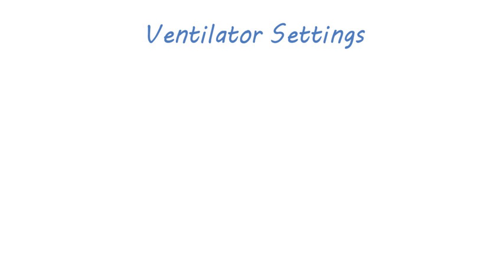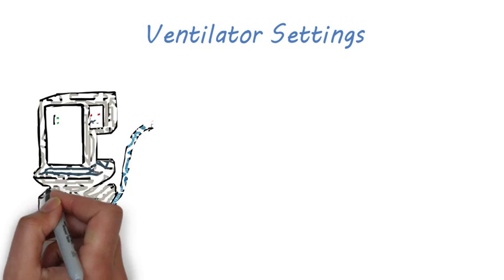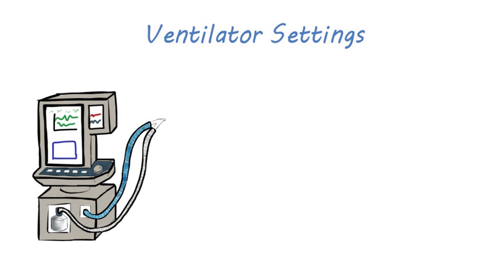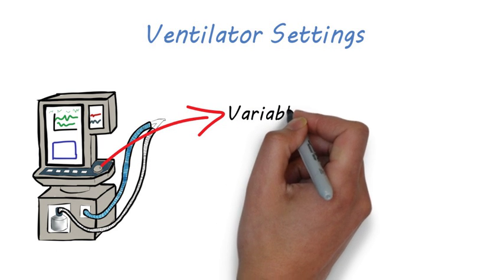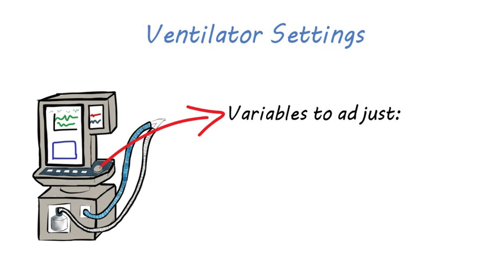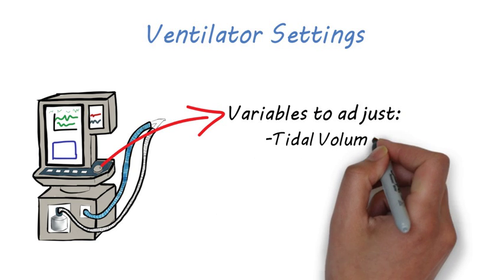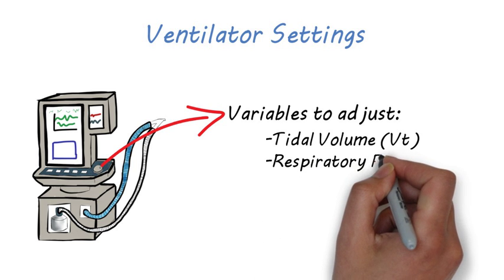Generally, once we choose an initial ventilator mode, we stay with this mode while we adjust other settings on the ventilator based upon our patient's needs. That leaves us with 4 potential variables to adjust: tidal volume, respiratory rate, FiO2, and PEEP.